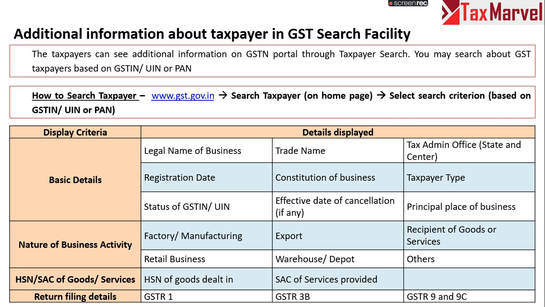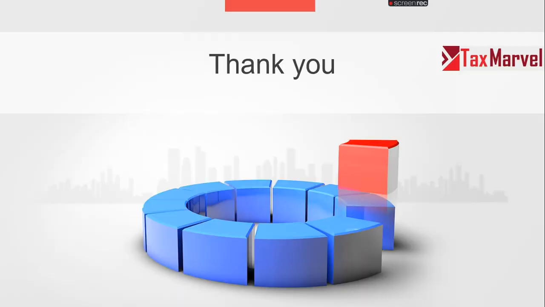which means return filing details. Earlier the return filing details were there, but they were not segregated in different tables. So now these details are segregated in different tables. The GSTR 1 table is different, the 3B table is different, along with your date of filing, month of filing, and year for which the return is being filed, and also GSTR 9 and 9C details are available.